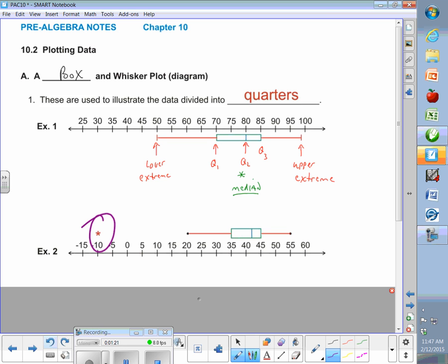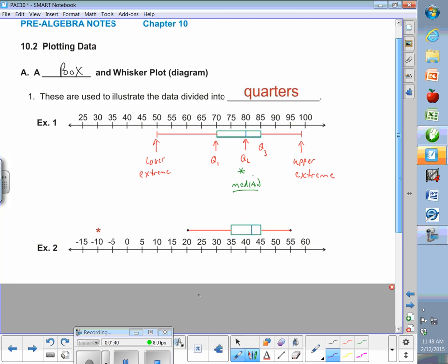What do we call an anomaly? What do we call something out of the norm that's unusual? Kaylin? An outlier. So outliers have asterisks. They don't really fit within the rest of the data. There is a mathematical formula to figure out if something is an outlier.